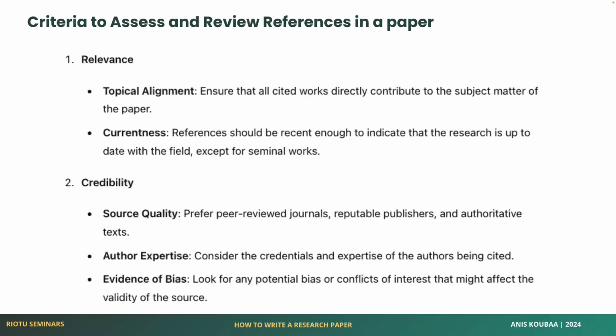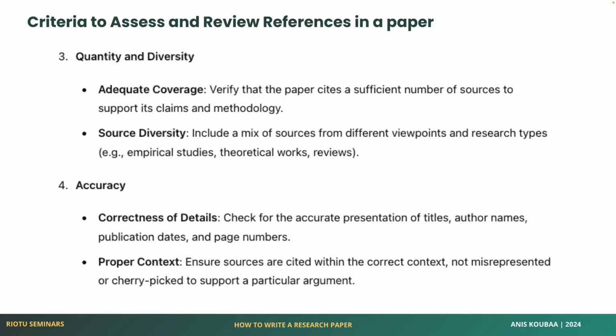that went under the review of experts. The author expertise: consider the credentials and expertise of the author being cited. That's also important. And evidence of bias: look for any potential bias or conflict of interest that may affect the validity of the source. It means don't reference yourself too much. Don't only reference your friends. Try to avoid bias. Just make reference to something relevant and credible. That's the rule of thumb. I mean, don't exclude yourself or your friends because of this, but don't make it excessive as well. It must be a balanced approach.